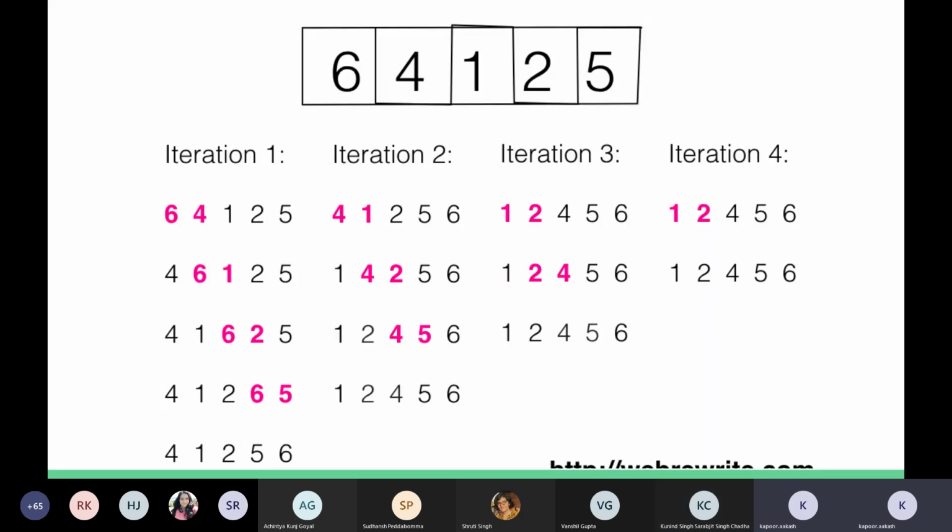Shardul had a question about why the number of iterations reduced by one, like why the number of sub iterations reduced by one every time. Well, that's because remember we were fixing the heaviest element at the end. So, for example, here when you go through the first iteration, you fix 6 at the end. Now you've compared between every possible pair that can be.